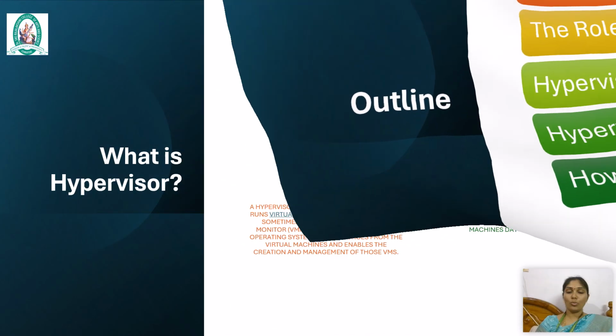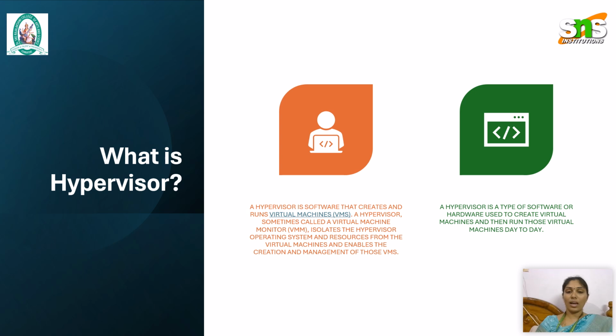Before that, what is a hypervisor? A hypervisor is software that creates and runs virtual machines. It allows multiple operating systems to share a single hardware host. The hypervisor controls the hardware and allocates resources to each virtual machine. So the hypervisor is a type of software or hardware used to create virtual machines and then run those virtual machines day to day.